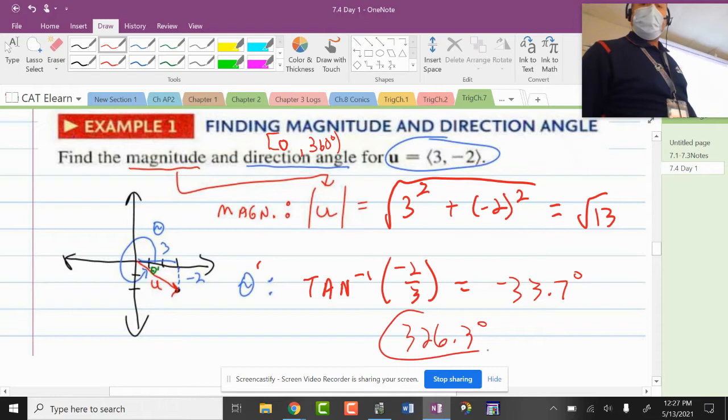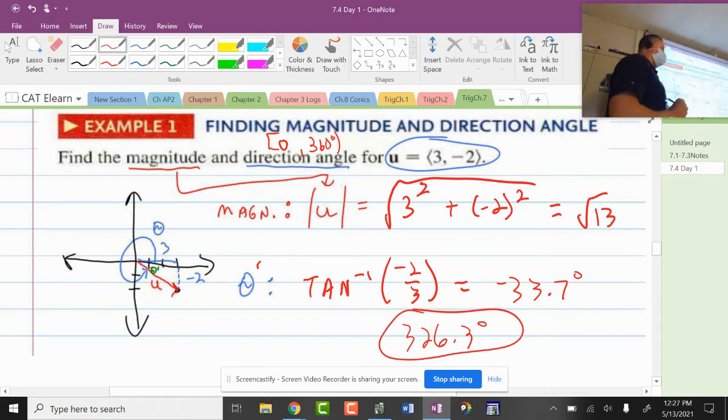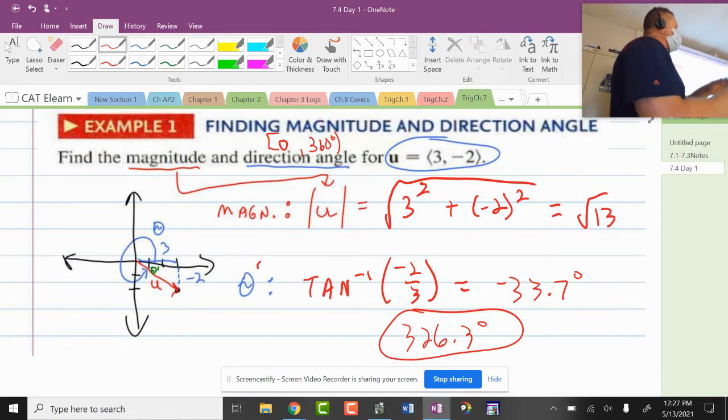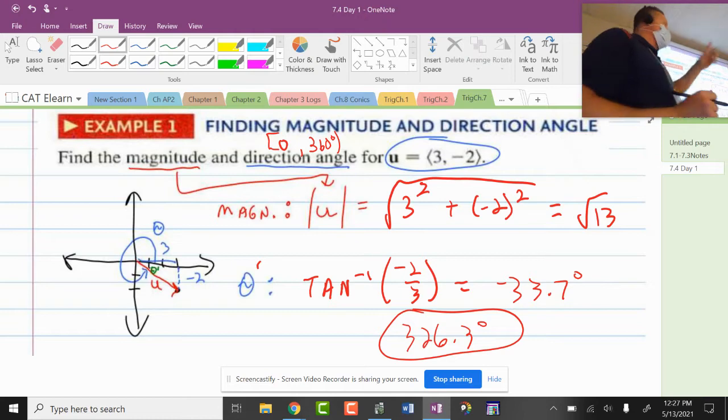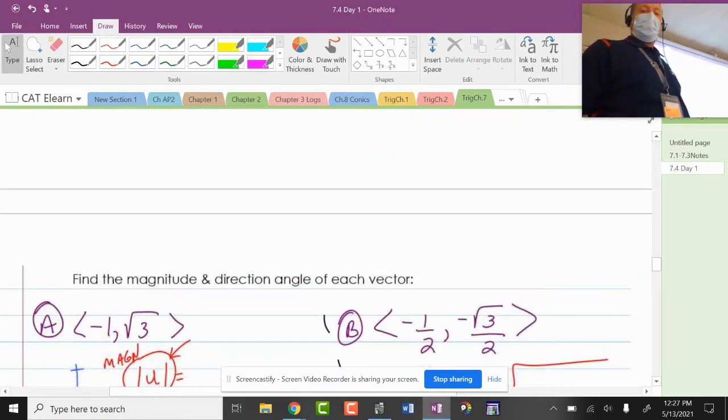So you can't be a robot and just copy the calculator screen. And watch my next examples. The calculator does not give you the answer correctly. You have to do some thinking through graphing this and understanding chapter 1, 2, and 3.